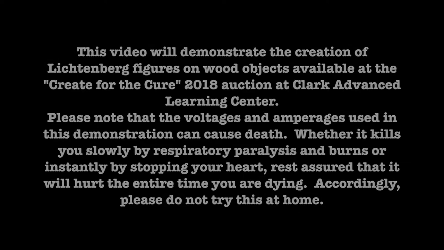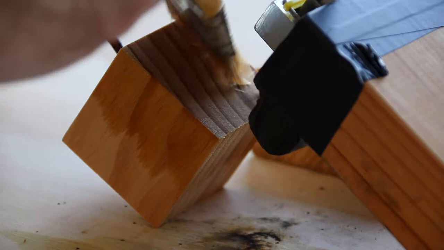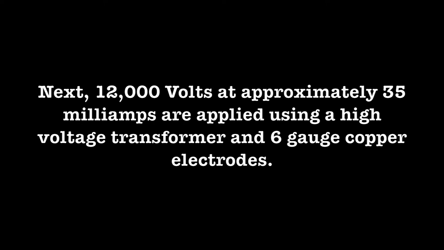First, the wooden object is painted with a non-toxic electrolyte solution. Next, 12,000 volts at approximately 35 milliamps are applied using a high voltage transformer and 6 gauge copper electrodes.